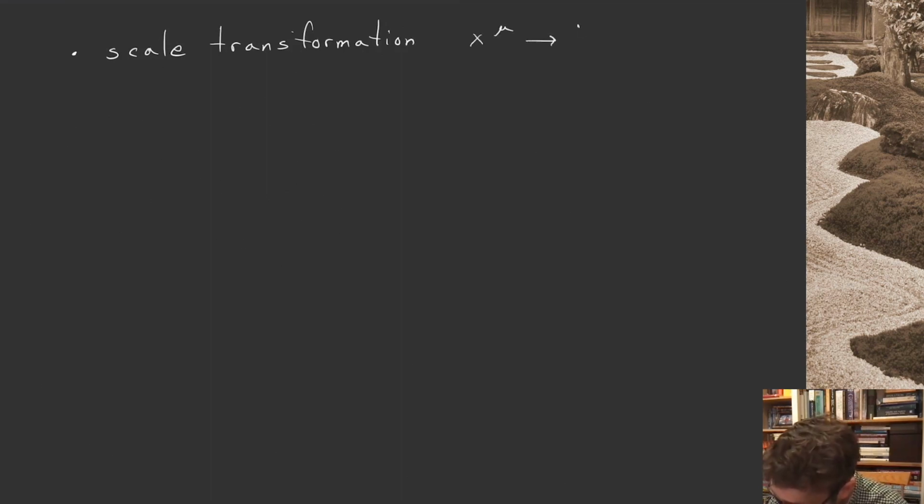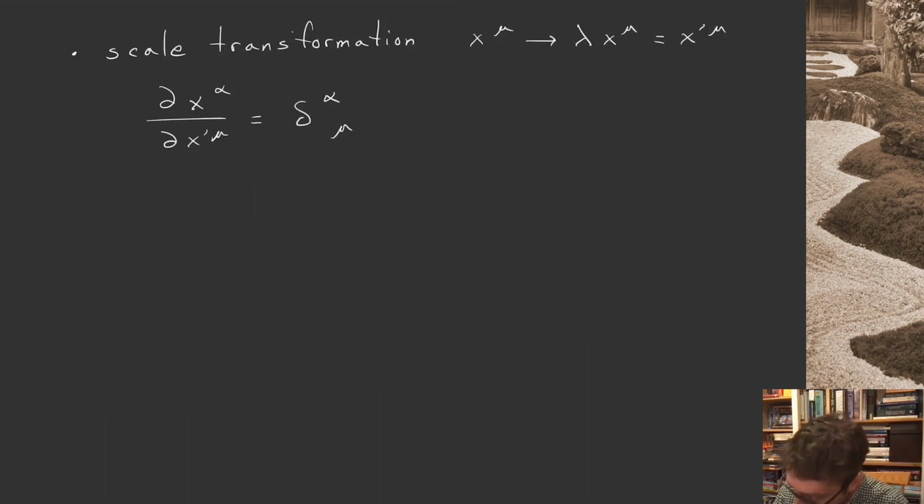I send x mu to some constant times x mu, and this is my new x prime of mu. And so if I take this derivative, dx alpha over dx prime mu, this is a Kronecker delta, delta alpha mu, times 1 over lambda, since I've switched it so that x prime is on the bottom. And this implies, by our definition on the previous page, that the function omega is actually just a constant. It's 1 over lambda squared.